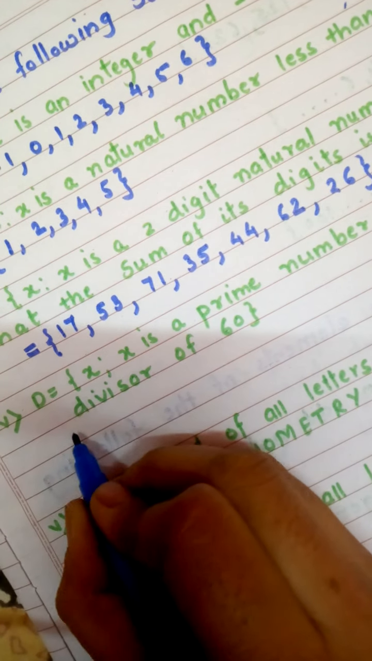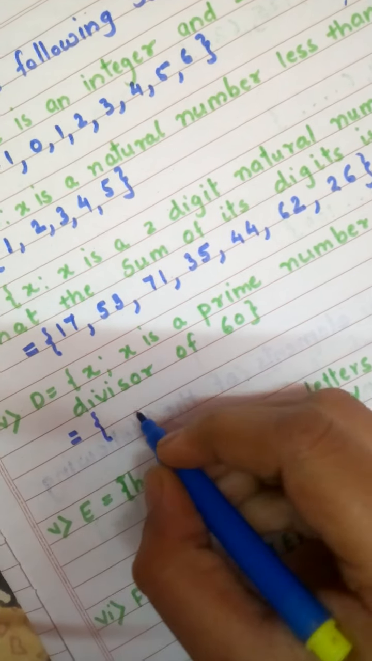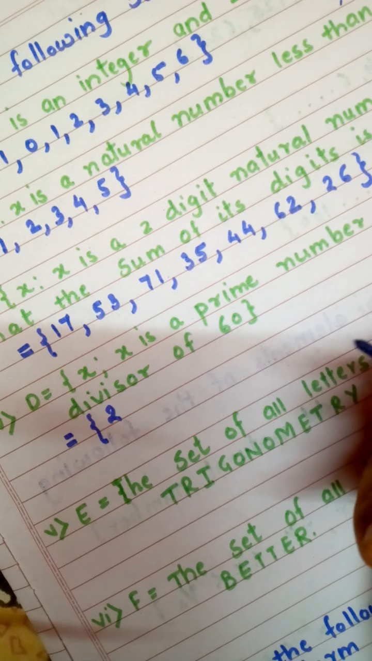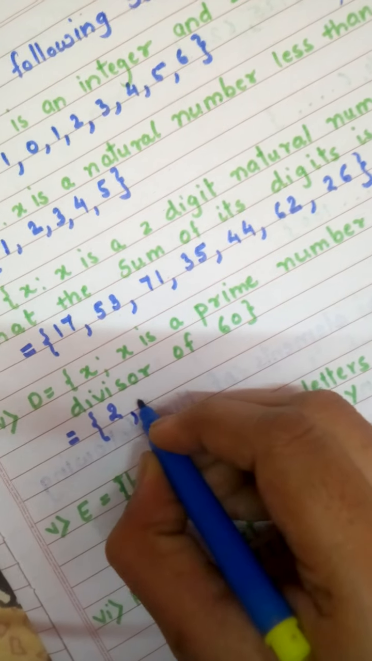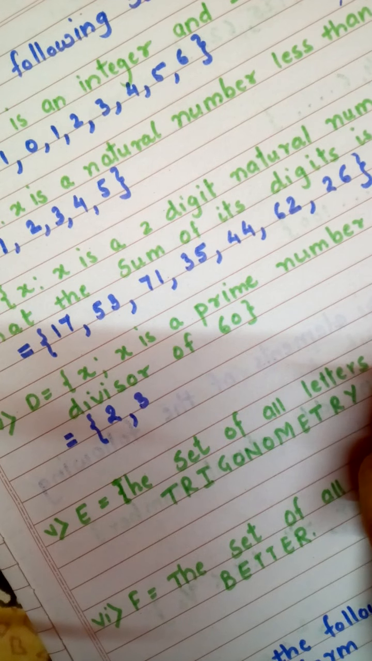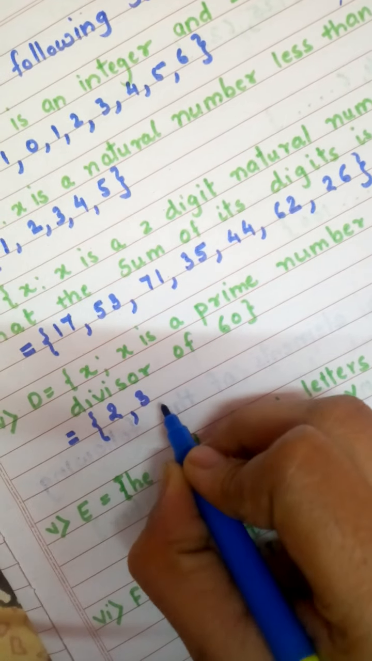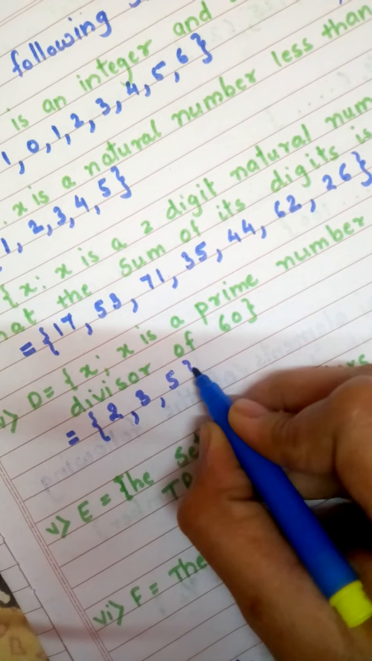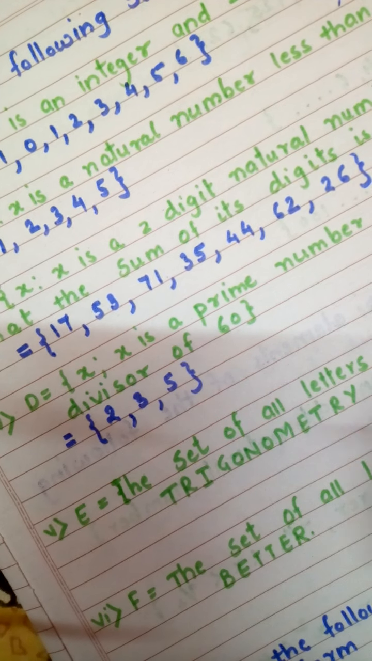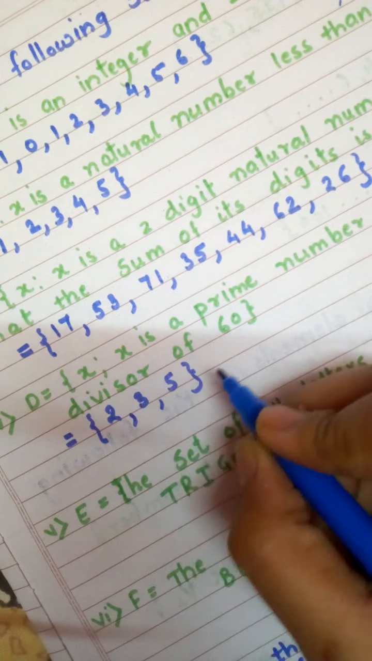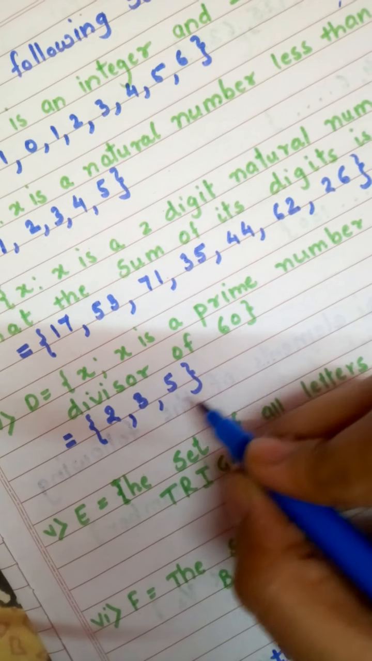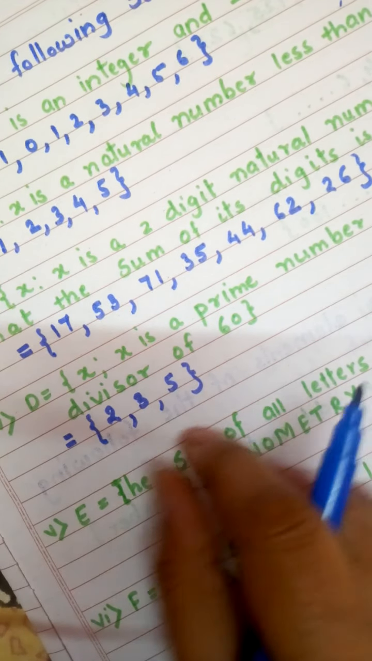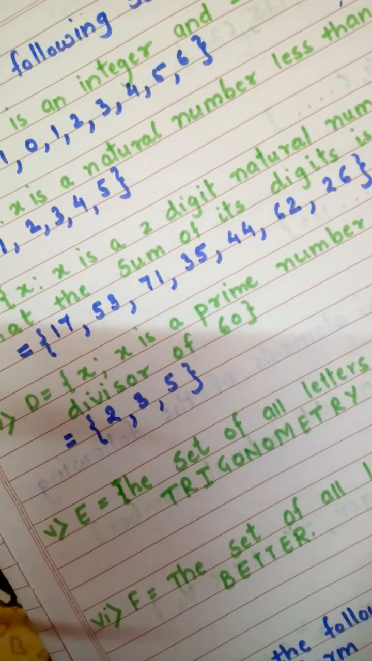Now here we have 2. 2 is a prime number and it divides 60. Also 3 is a prime number, and it also divides 60. And next we have 5. 5 is also a prime number and it is a divisor of 60. Now the next prime number we have is 7. It is a prime number but it does not divide 60. So only these terms will come.